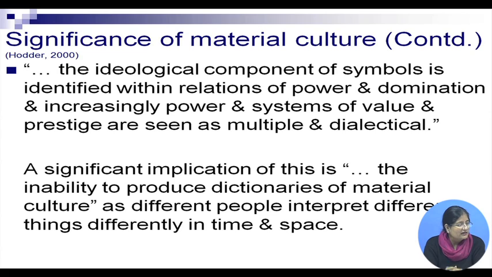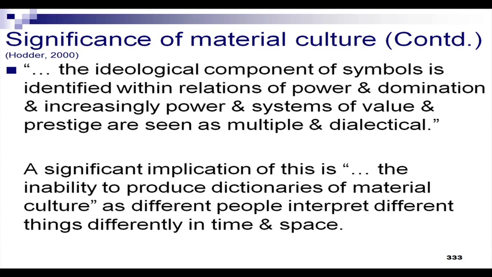The other significance here is that the ideological component of symbols is identified within relations of power and domination, and increasingly power and systems of value and prestige are seen as multiple and dialectical. So this means that relations of power and dominance are also represented by the way these material objects are treated. A significant implication of this is the inability to produce dictionaries of material culture, as different people interpret different things differently in time and space.